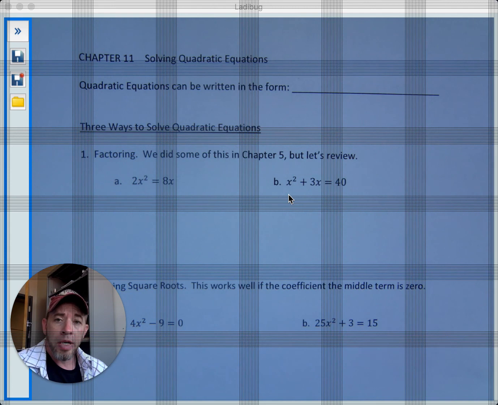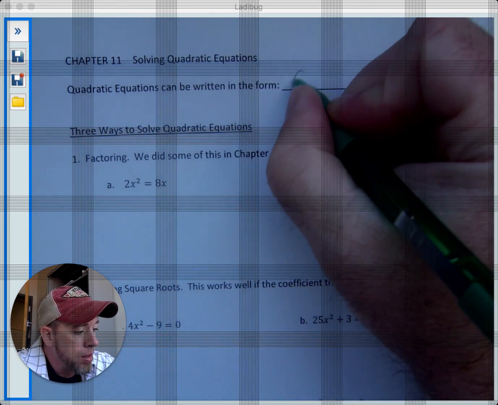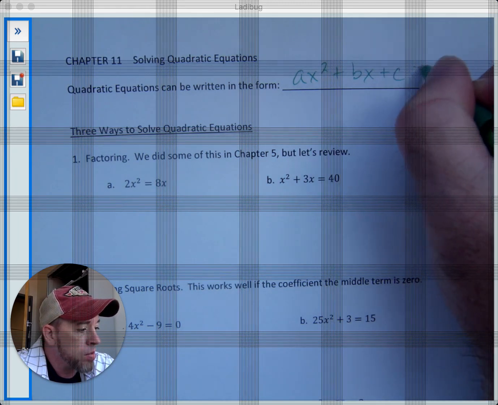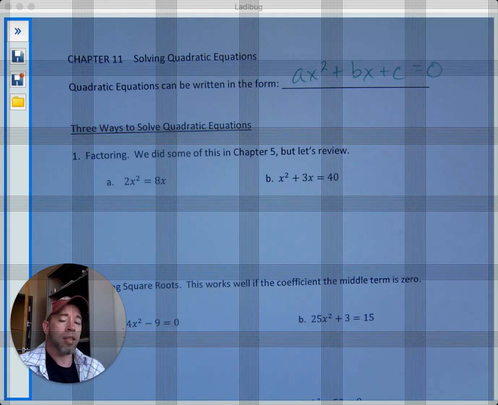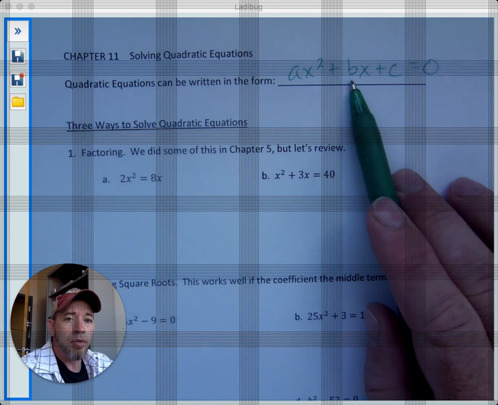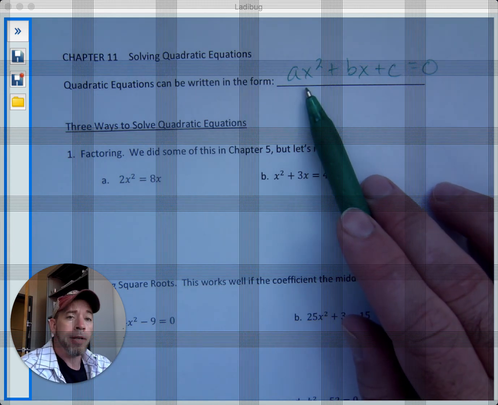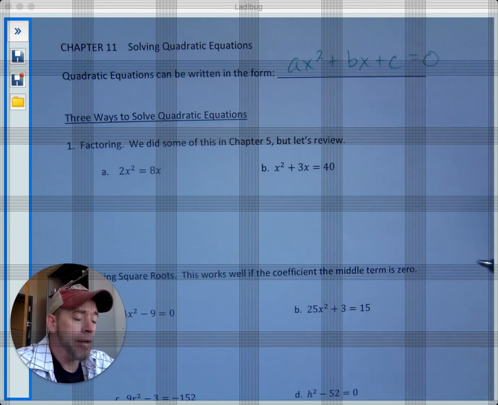So a quadratic equation, what is it? Well, it's an equation basically that has a square term, right? So it is an equation that can be written in the form ax squared plus bx plus c equals 0, right? So a quadratic equation can be written in that form. Now there are cases where b could be 0 or c could be 0, but a always has to be some kind of constant.